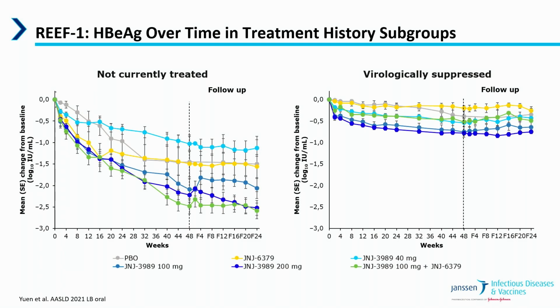It's also important, and now we go back to Reef-1 only, that we have not seen the same effect or impact on E antigen levels. So here we look at the currently not treated patients to the left versus nuke-suppressed patients to the right. The lines are kind of all over. There's no clear inhibiting effect on E antigen.